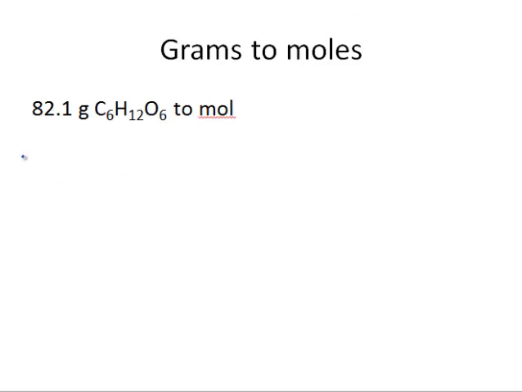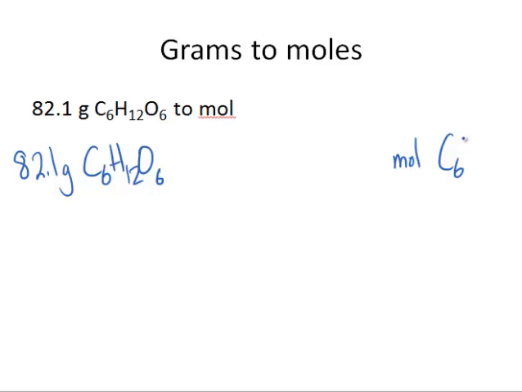Okay, so remember the given goes on the left. And we're solving for moles, so we put moles of C6H12O6. You put an equal sign. Because we're starting with grams, we want to cancel it, so we put grams on the bottom. We're solving for moles, so we put moles on the top. Notice now, grams is on the bottom, so that's where we put the molar mass when we calculate it.